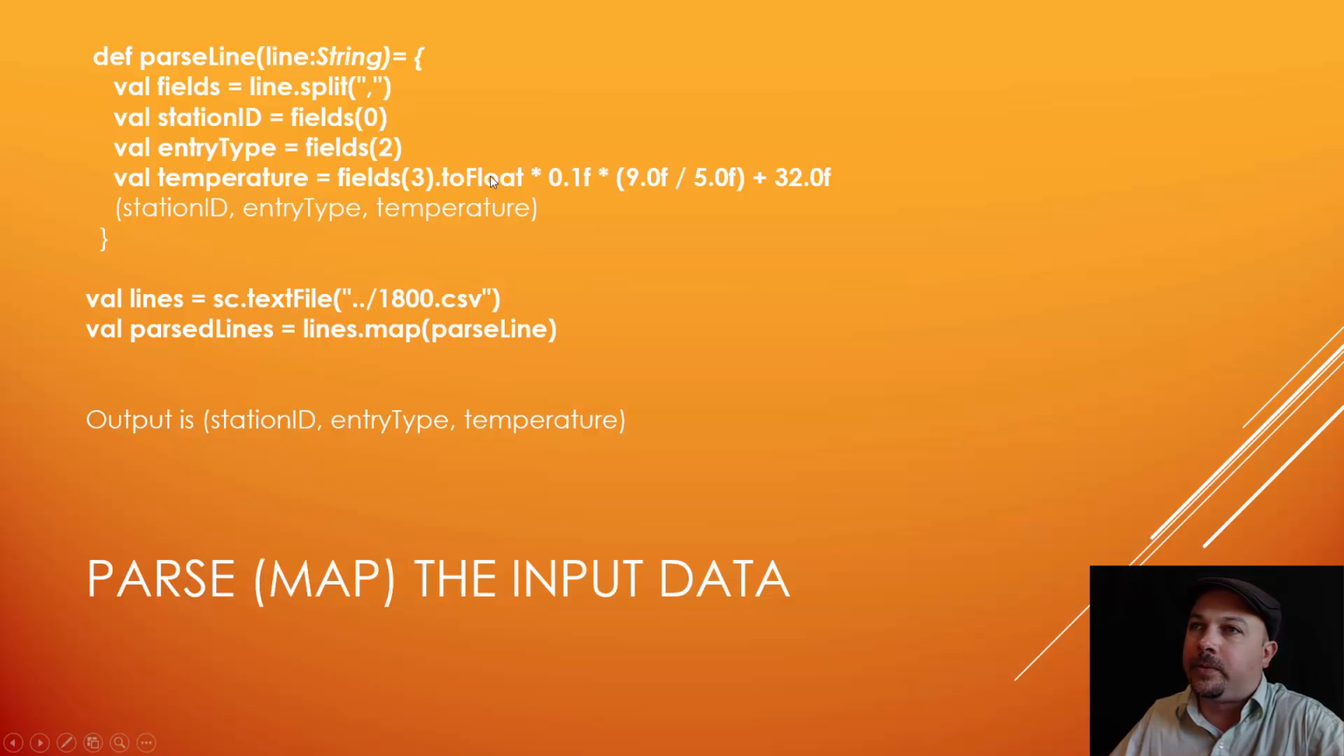point numerical value. Remember, that's tenths of a degree Celsius, so to convert it back to Celsius, we multiply times 0.1, and then to convert from Celsius to Fahrenheit, we'll multiply by 9/5 and add 32. So this reads in the temperature value and converts it to Fahrenheit for us. All right, so at this point, we're going to return a tuple that contains 3 values, the station ID, what kind of entry it is, and the temperature.